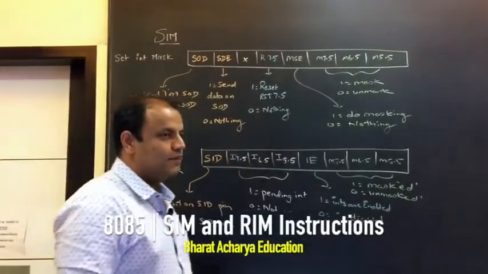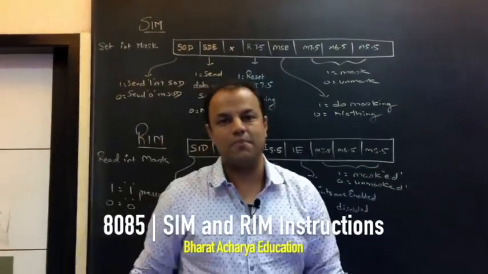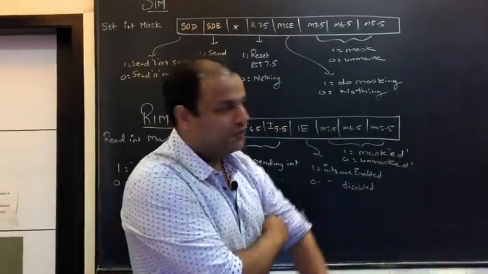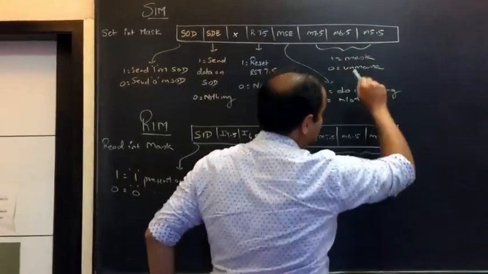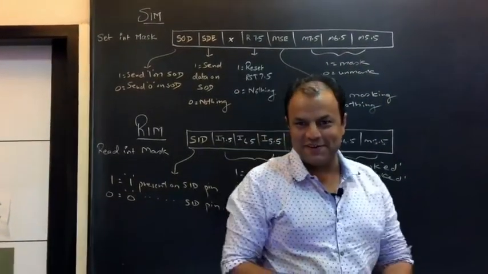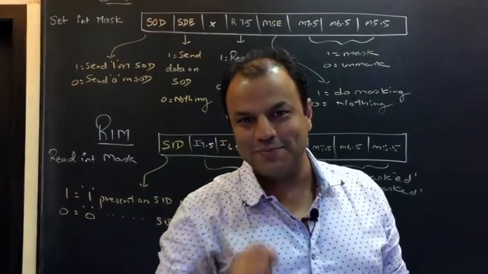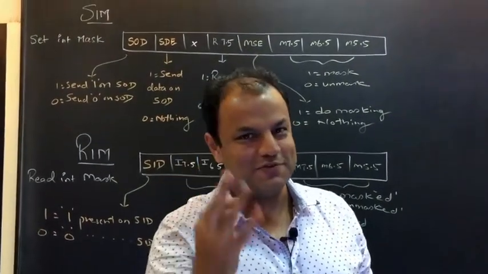Now, the first thing which you do in SIM, as the name says, set interrupt mask. So let's focus on the most important characteristic first. These three bits are used to mask the interrupts. Now, if you remember the interrupt structure of 8085, which are the three interrupts that can be affected by the SIM instruction? 7.5, 6.5 and 5.5.